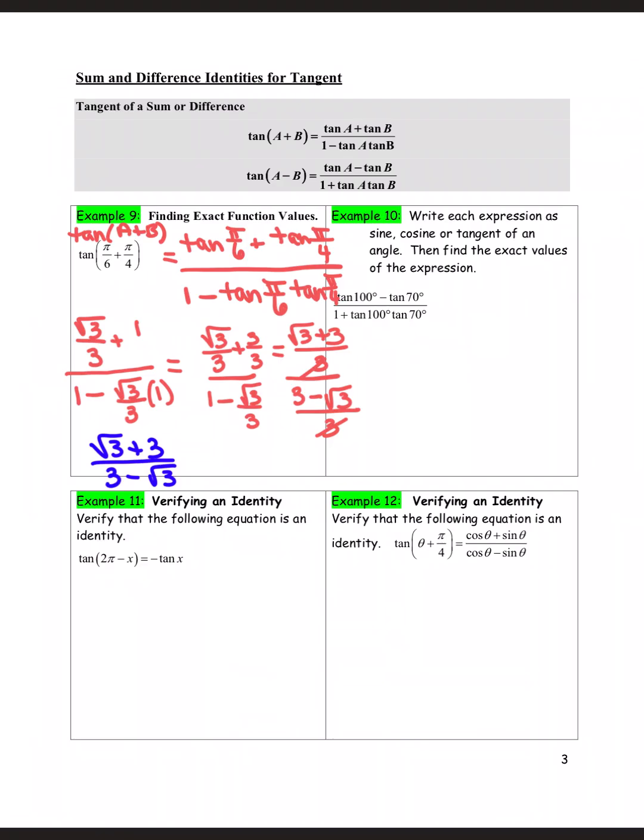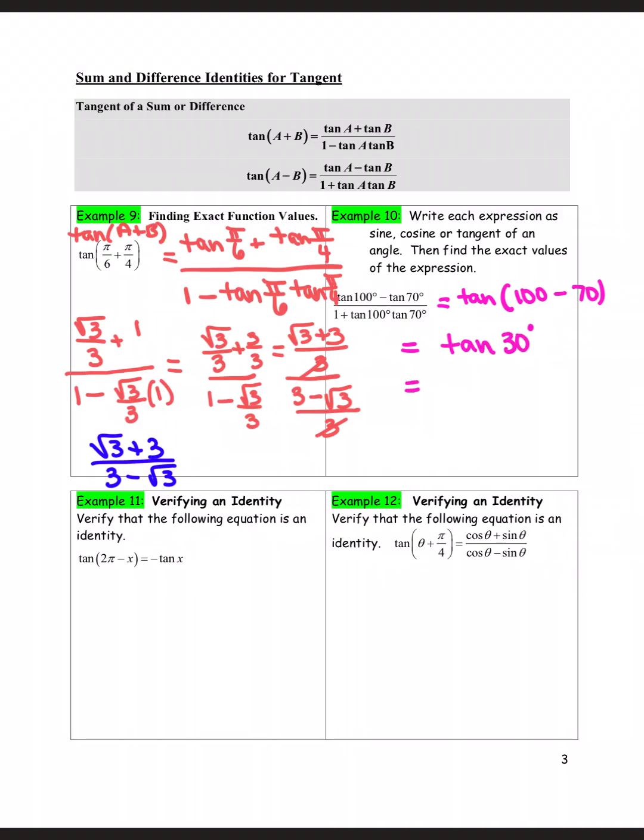Example 10, we're going to write each expression and then we're going to find the exact value. So in this case, it's tan of 100 degrees minus tan of 70 divided by 1 plus tan of 100 times tan of 70. That follows the tan of a minus b formula. So a is 100, b is 70. So that's tan of 30 degrees.